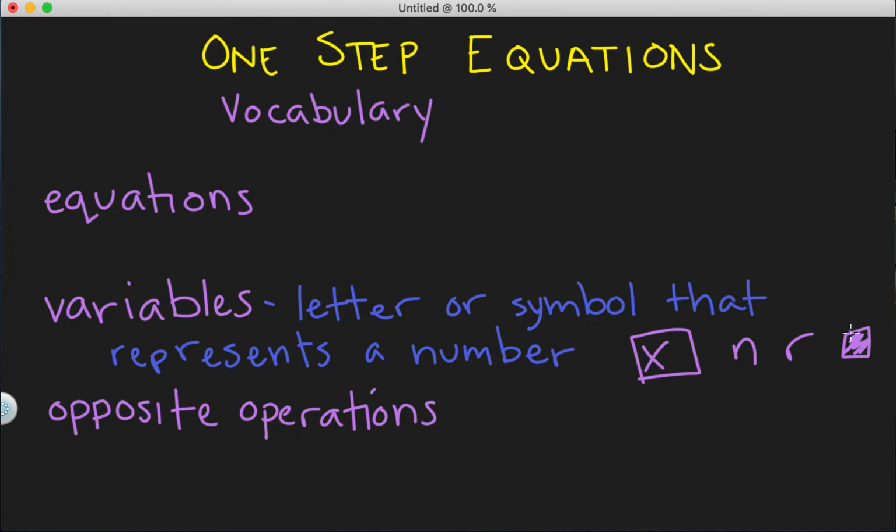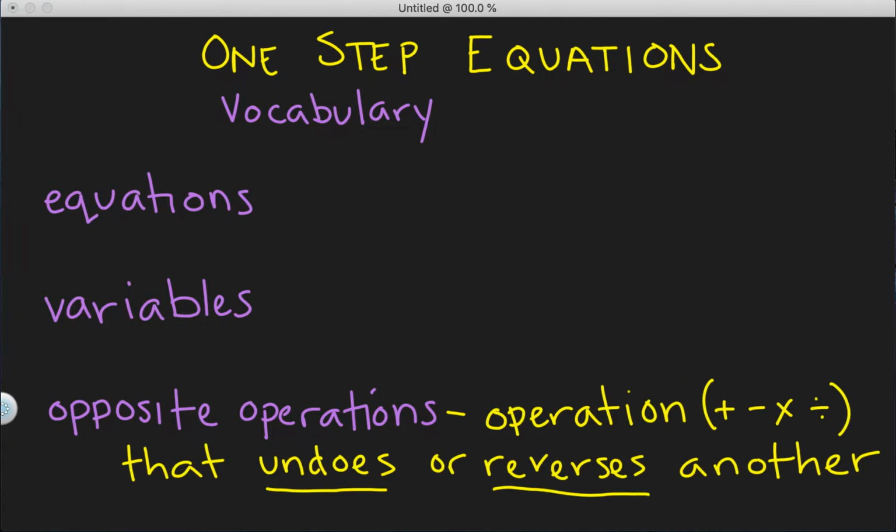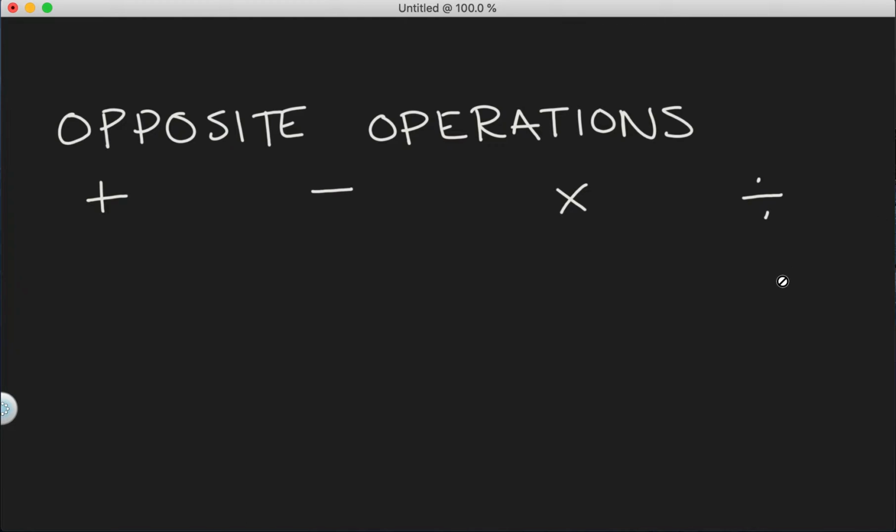Opposite operations. We're going to talk a little bit more about this, but basically, an operation, typically what we mean is add, subtract, multiply, and divide. And an opposite operation is something that undoes or reverses the original operation. So let's take a closer look at opposite operations.